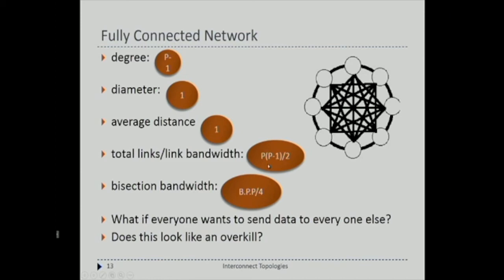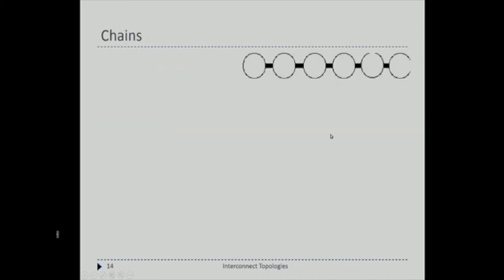So does this look like an overkill? Yeah, p square wires. That's what makes it an overkill. The wire cost and connectivity cost. How many connections, how many NICs do I need? Network interface cards at each place. P minus 1. That's just infeasible, right?